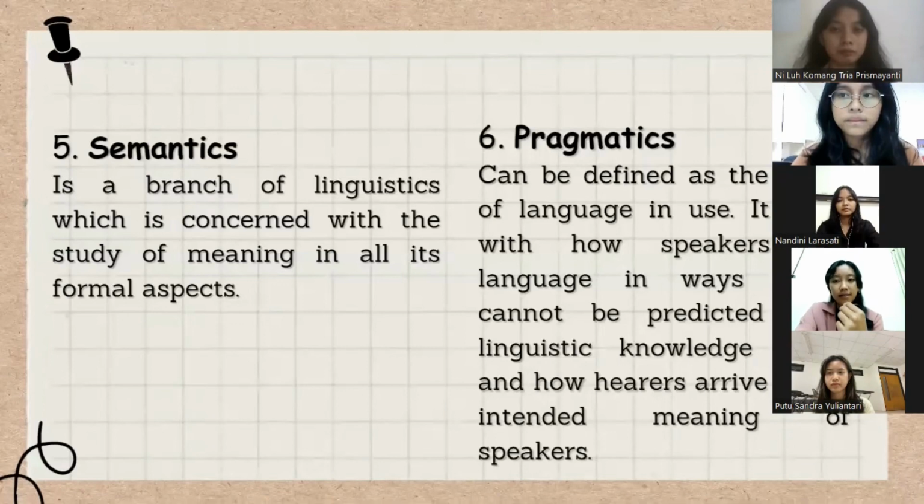Okay, the 5th one is semantics. Semantics is a branch of linguistics which is concerned with the study of meaning in all its formal aspects. And the last one is pragmatics. Pragmatics can be defined as the study of language in use. It deals with how speakers use language in a way which cannot be predicted from linguistic knowledge alone, and how hearers arrive at the intended meaning of the speaker. So that's all about my explanation, and I will give the time back to my friend Tria.